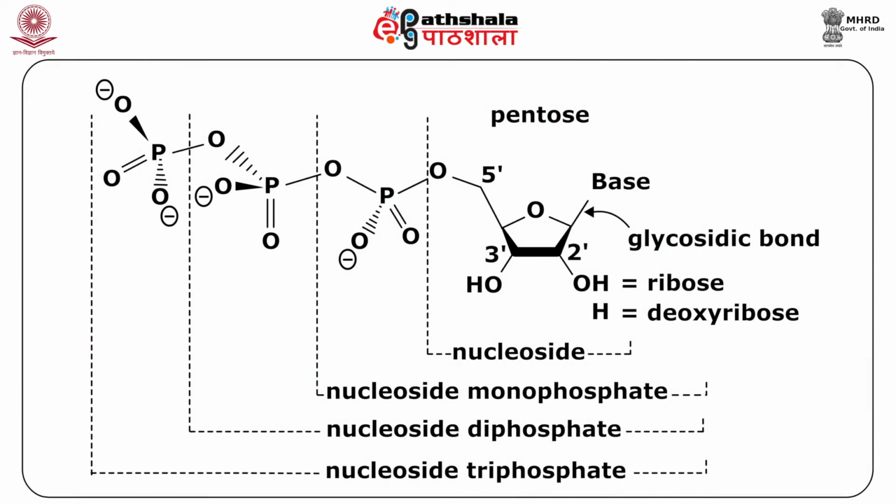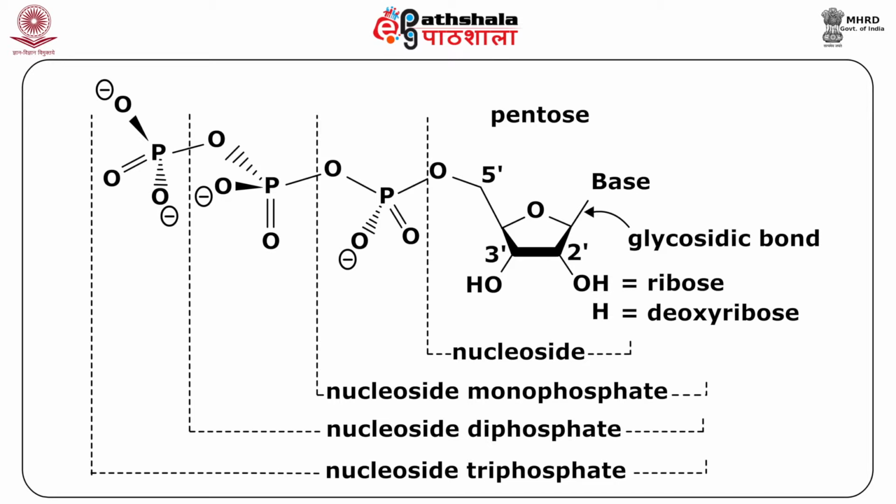Now let's look at this figure. We can see the glycosidic linkage linking the base to the pentose sugar, and there are 3 hydroxyls in the ribose moiety, at the 2', 3' and 5' positions. Any of these hydroxyls can be phosphorylated. In this particular figure, they are phosphorylated at the 5' position.